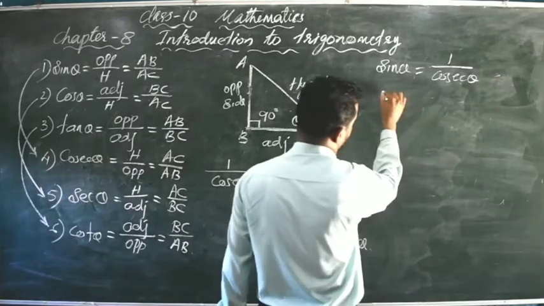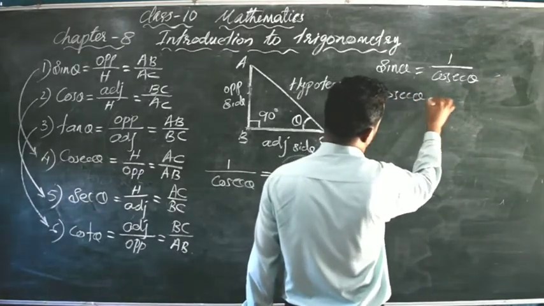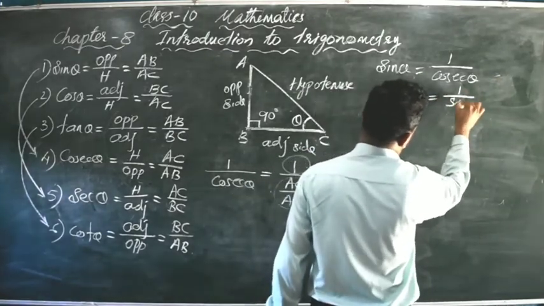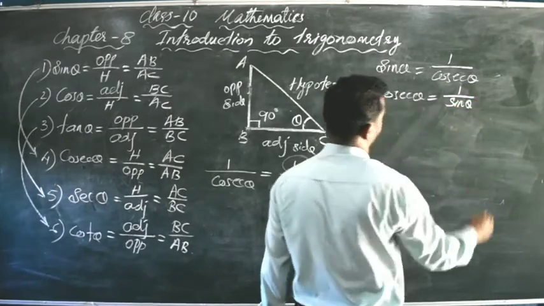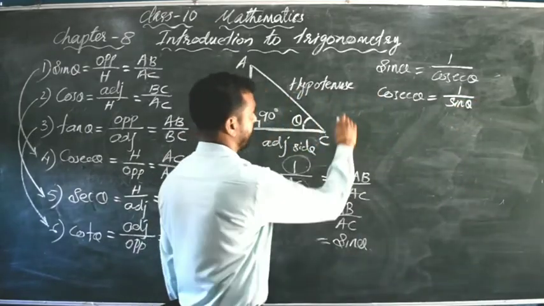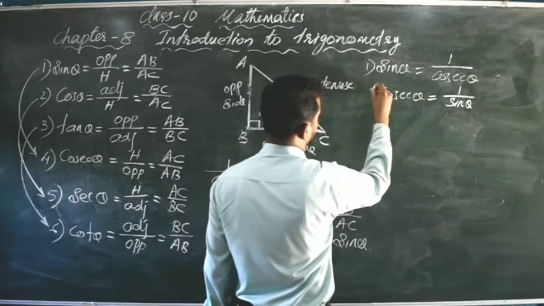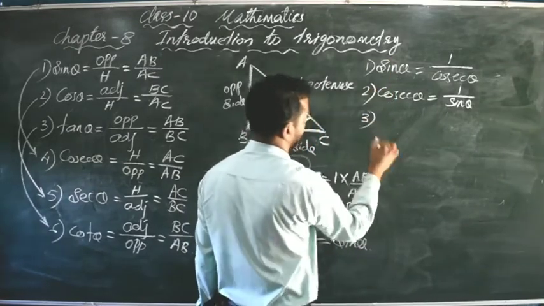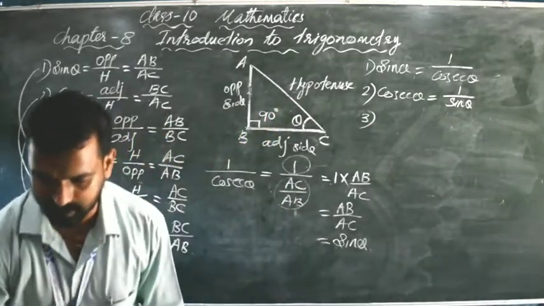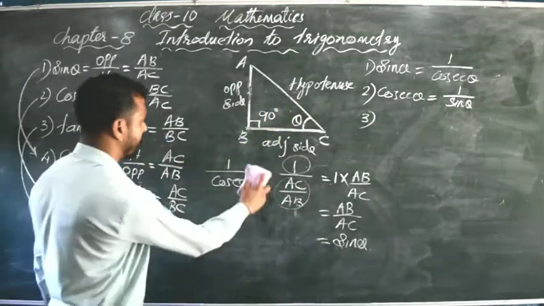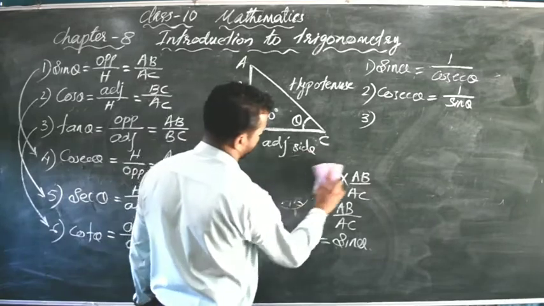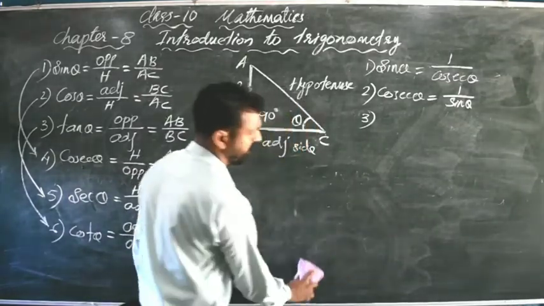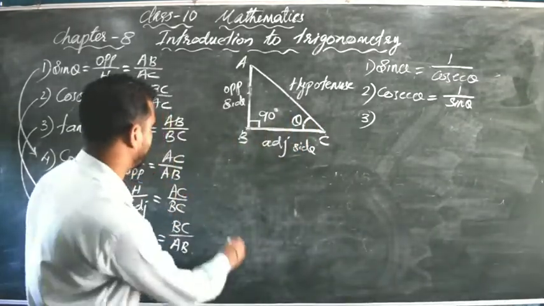And just the opposite, we can also write cosec theta is equal to 1 by sin theta. This one is the first formula, and this one is the second formula: cosec theta is equal to 1 by sin theta. Now number 3, find out 1 by sec theta, or 1 by cos theta. They are the reciprocal ratios. So find out 1 by sec theta.